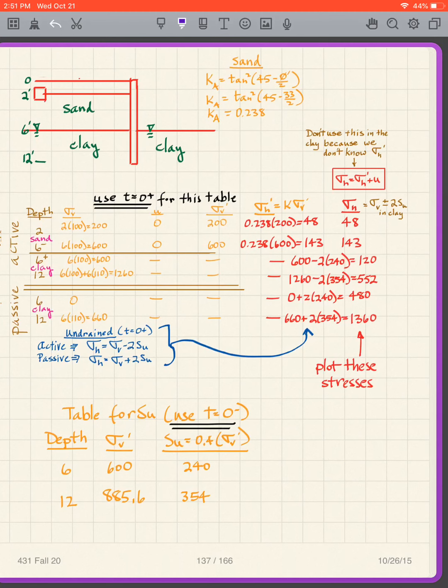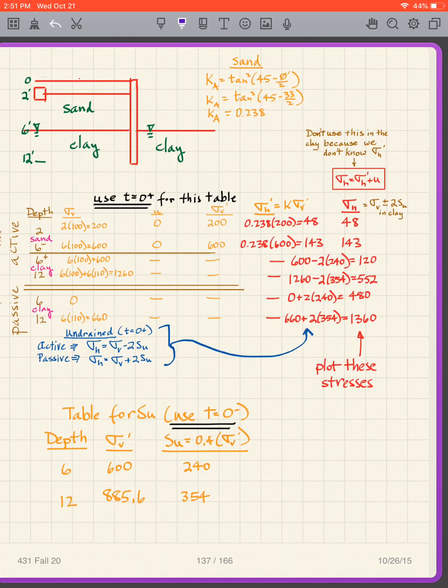So when I do my sand, I'm worried about effective stresses. I got my U, I got my sigma V prime. Now, of course, the sand is dry, but no matter, that's the way we're supposed to do it. We put in U equals 0 and get our sigma V prime. Then our sigma H prime for the sand is simply the Ka. I gave you the phi prime for the sand, which was 33 degrees. So Ka is tangent squared of 45 minus phi prime over 2. I plug that in, and I get Ka is 0.238.